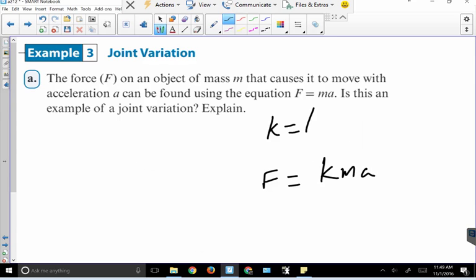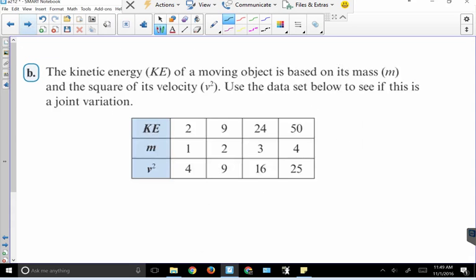Why is it going to be joint variation? I have two things there, more than one. So if it's more than one thing, it is going to end up being a joint variation equation. Okay? You don't have to have an inverse and a direct variation. You just got to have more than one. So let's try this.